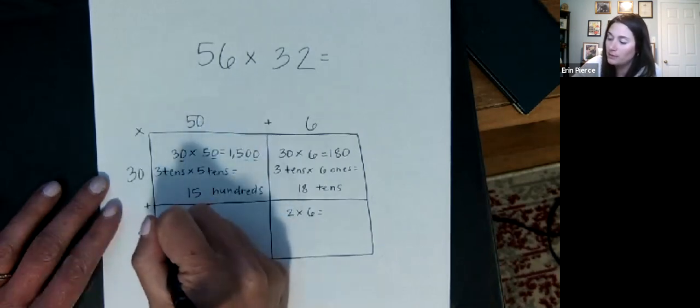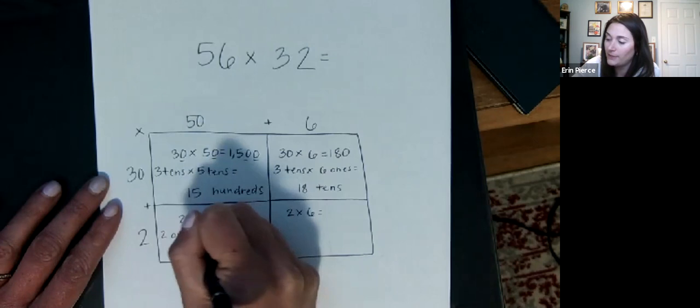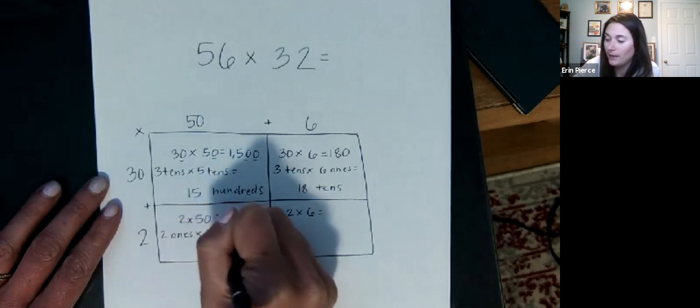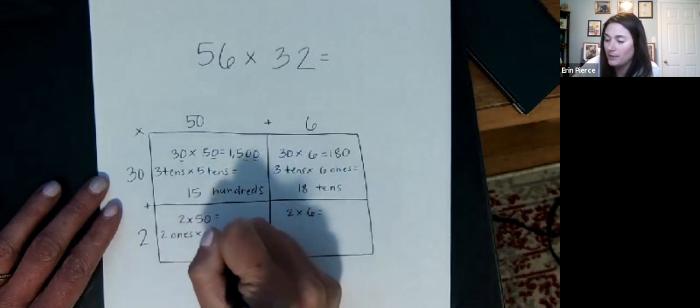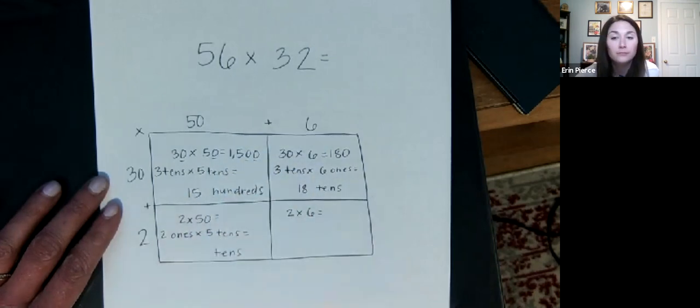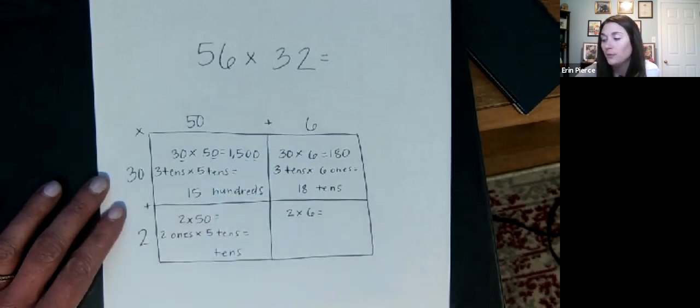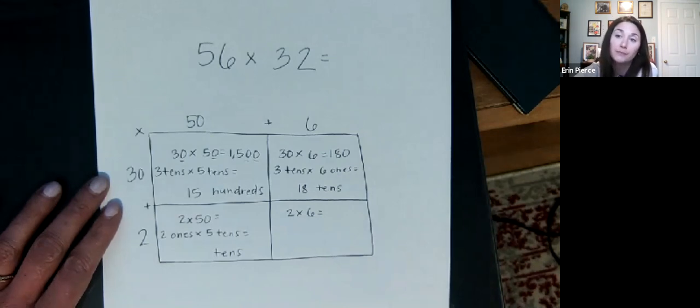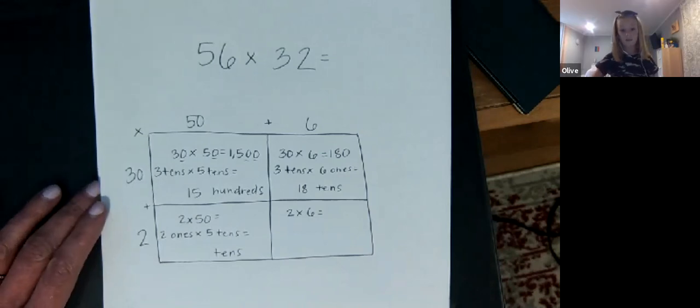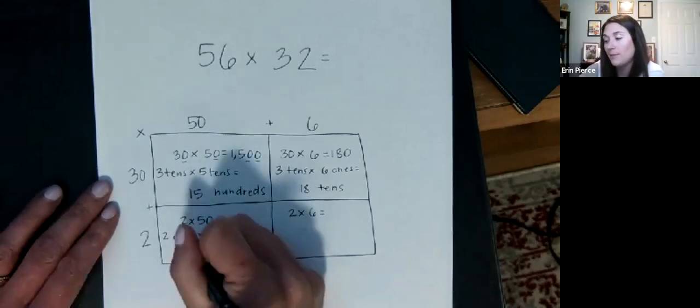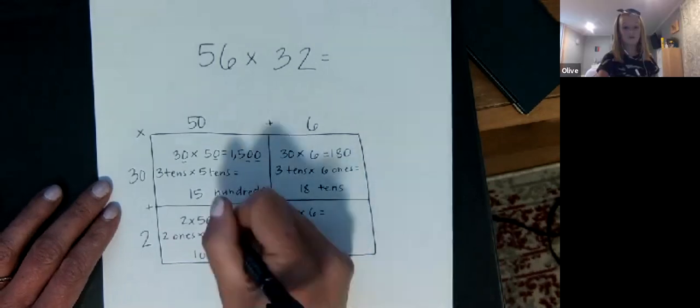Two ones times 5 tens. My answer is going to be in the tens. What is 2 times 5? Olive. 10. So 10 tens actually means 100.